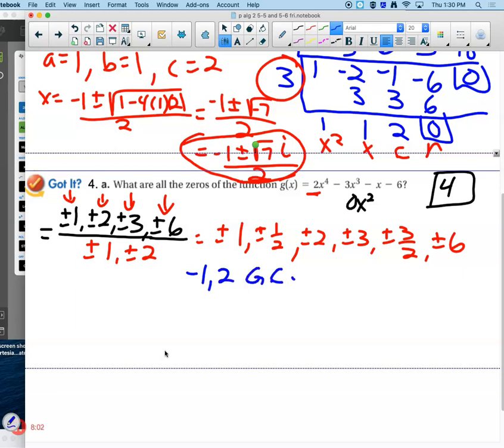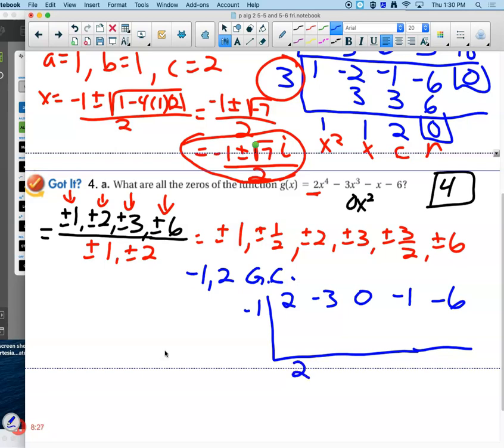I'm just going to put GC here because that's what we use to get those. And I'll start with negative 1 synthetically. And I'm remembering that I need a 0 for the x squared term. So it was 2x to the fourth, negative 3x to the third, 0x squared, negative 1x, and minus 6. And realizing, yes, I need to get a 0 when I do the synthetic with negative 1.